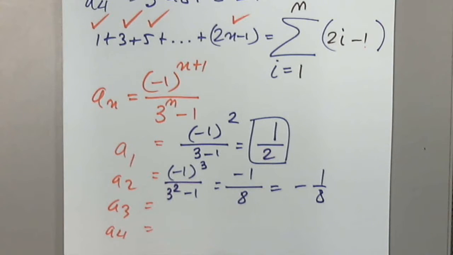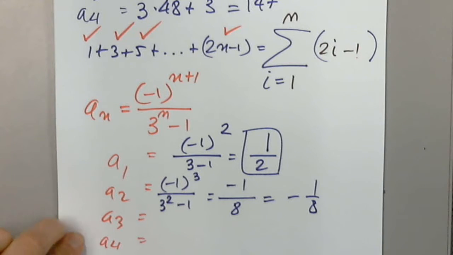Is this okay? Any questions? Which part is not clear? The 3 squared. 9. 9 minus 1 is, well, 8.